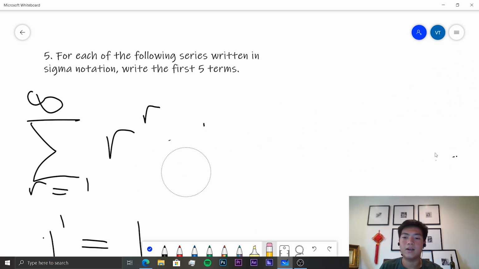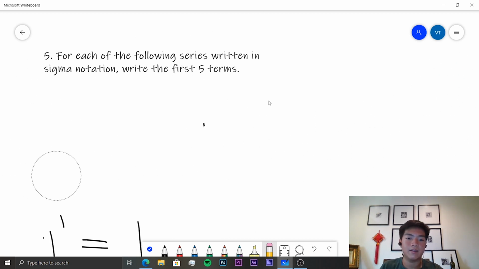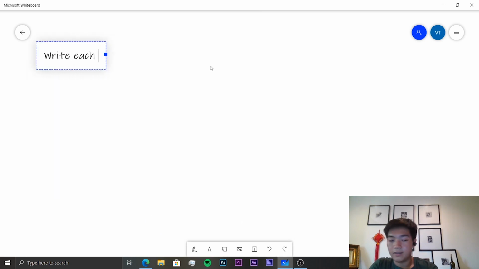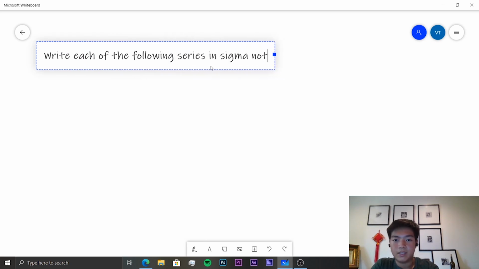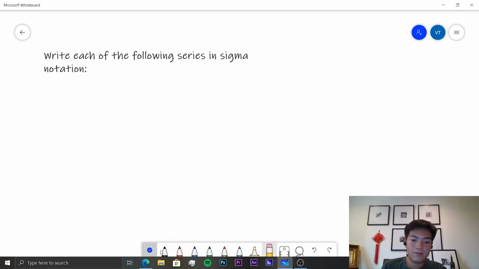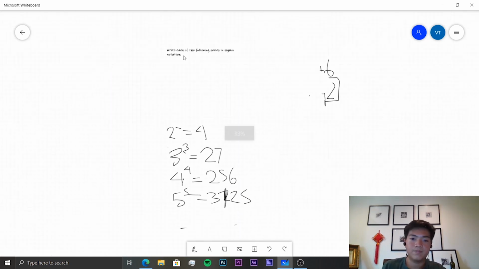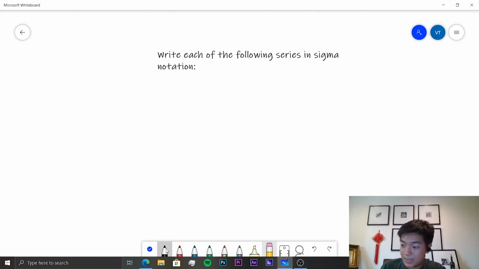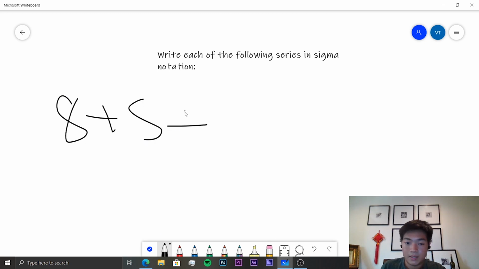Okay, moving on to the last question of the day. So the last question is, write each of the following series in sigma notation. Okay, so let's look. Our first series is 8 plus 5 plus 2 minus 1 minus 4.